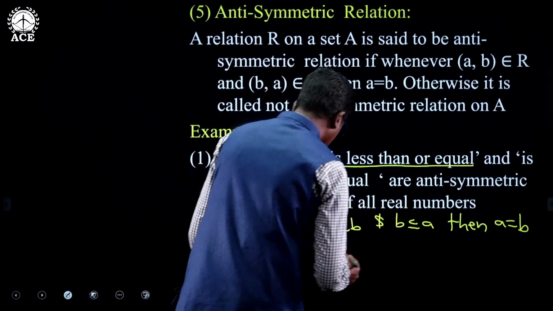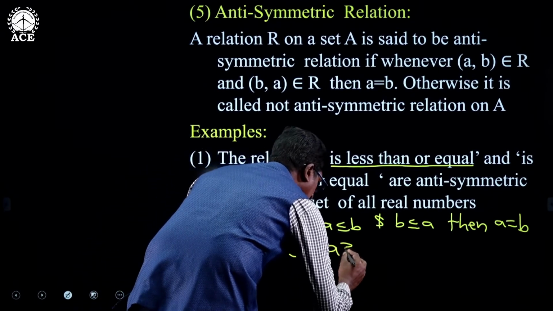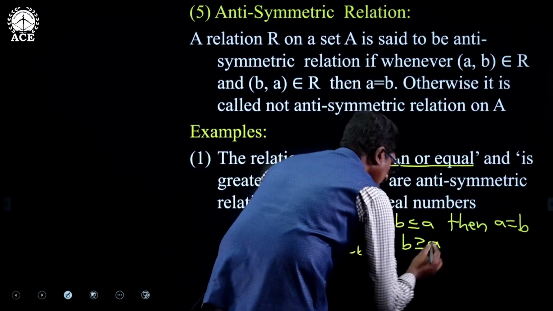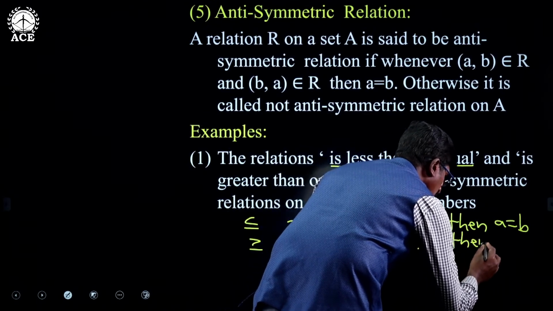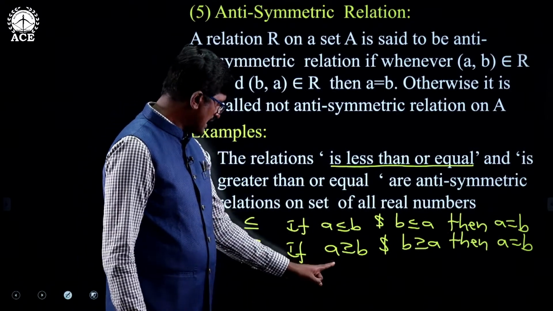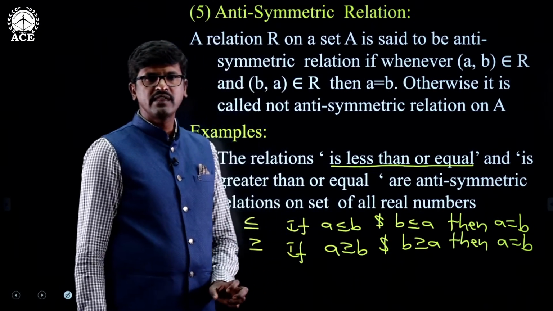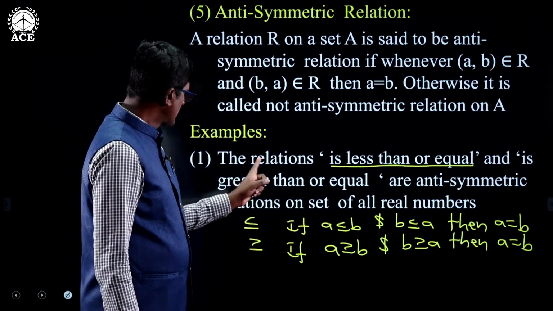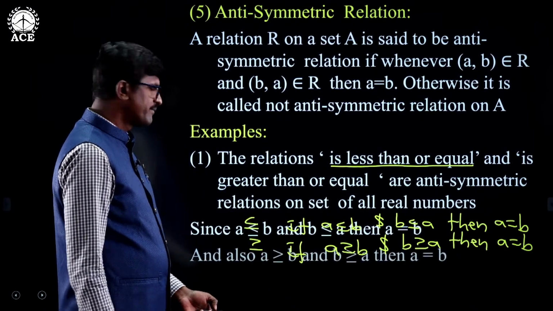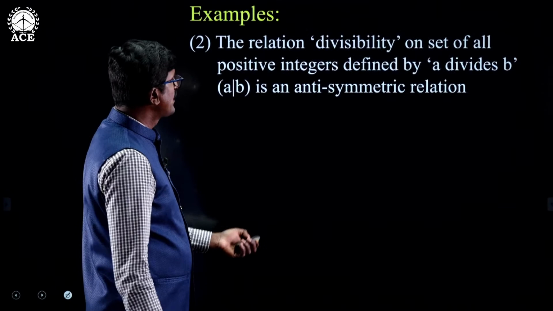Similarly, the relation is greater than or equal to. If A is greater than or equal to B and B is greater than or equal to A, then A must be equal to B. So both A and B must be equal to each other. So the relations is less than or equal to and is greater than or equal to, both of them are antisymmetric relations.